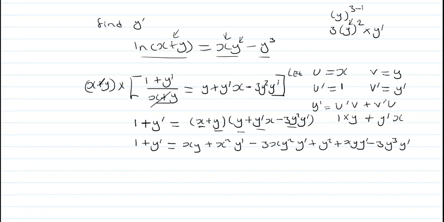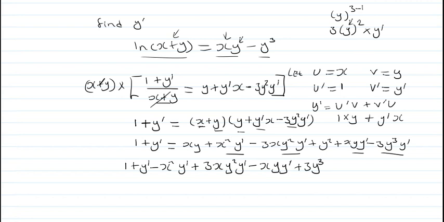Then all these terms that have y prime, I can take them to one side, meaning that I'm going to have 1 plus y prime, then we have a y prime here, taking it to this side, it's going to be negative x squared y prime, then we have a y prime here, it will be positive 3x y squared y prime. Then we have a y prime also here, taking it to this other side, it will be negative x y y prime. Then we have a y prime here, it will be a positive 3y cubed y prime.